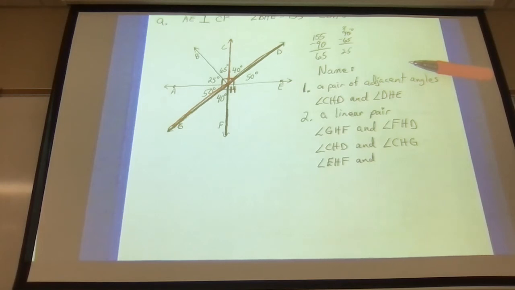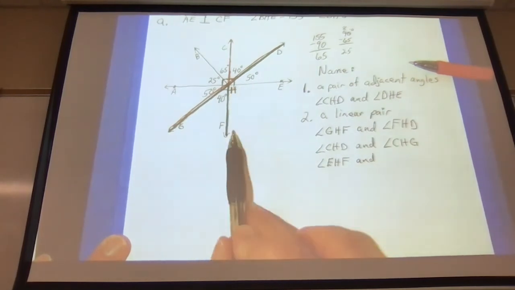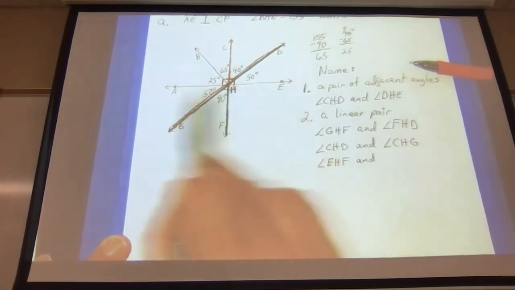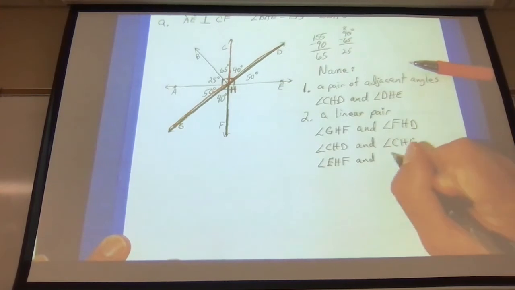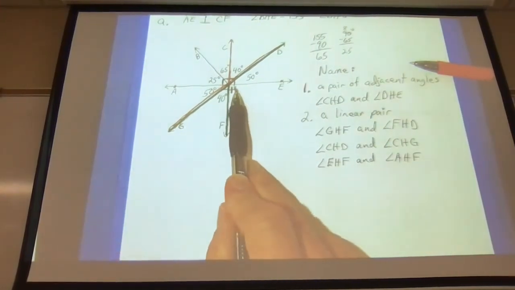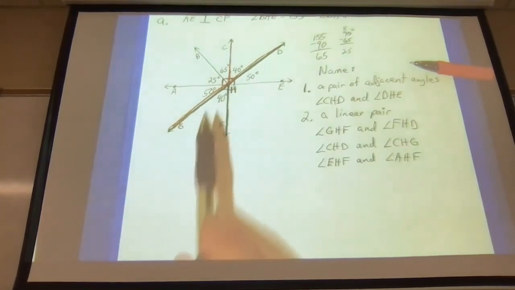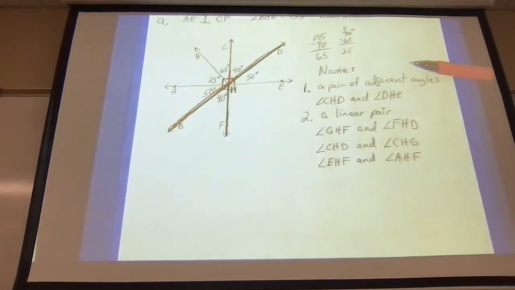Barry, what do you think? AHF would work, yep. AHF and EHF, those two right next to each other make that straight line. Since angle EHF is a right angle, remember the angle that combines with it to be a linear pair would also have to be a right angle. 90 plus 90.